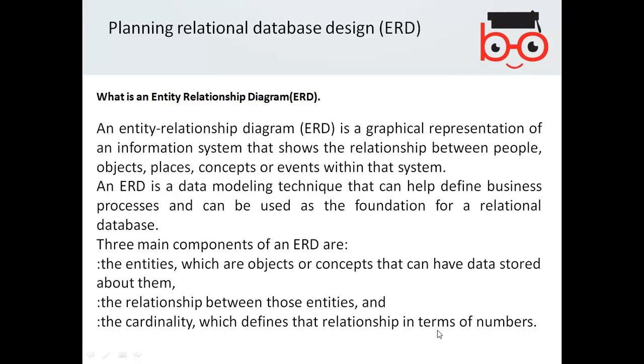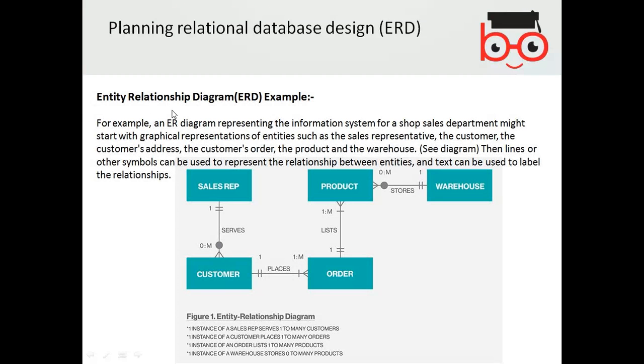An ERD is a data modeling technique that can help define business processes and can be used as a foundation for a relational database. The three main components of an ERD are the entities, which are objects or concepts that can have data stored about them, the relationships between those entities, and the cardinality, which defines the relationship in terms of numbers. For example, an ERD representing the information system for a shop sales department might start with a graphical representation of entities such as sales representative, customer, customer address, customer order, product, and warehouse. So warehouse is an entity, product is an entity, order is an entity, sales representative is an entity, customer is an entity. Then lines or other symbols can be used to represent the relationships between the entities, and text can be used to label the relationships.